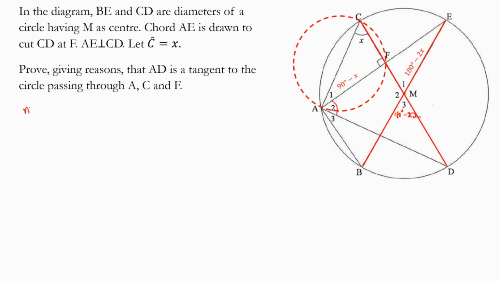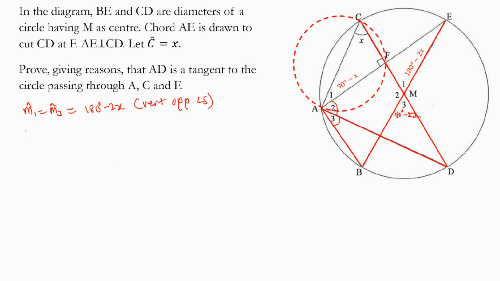Right, angle M1 is equal to angle M3, which is equal to 180 degrees minus 2x. These are vertically opposite angles. We can find angle A3 because these angles are subtended by the same arc BD.